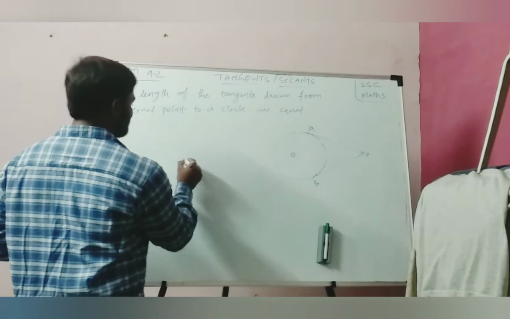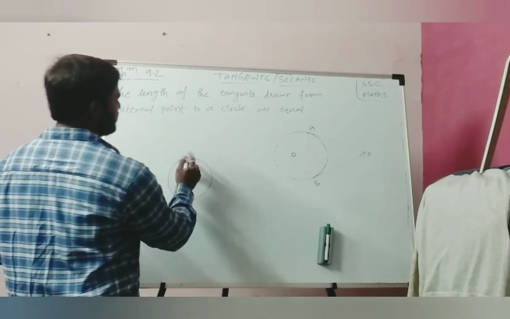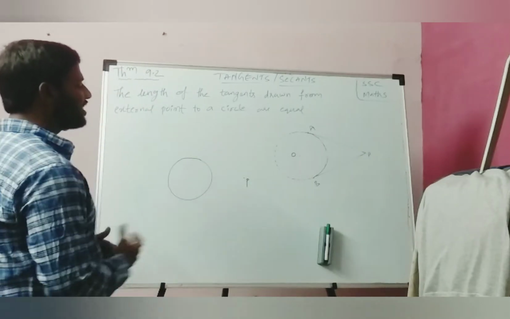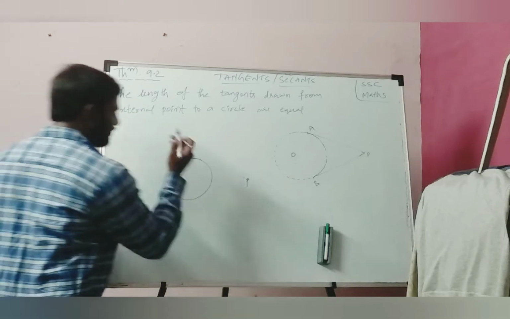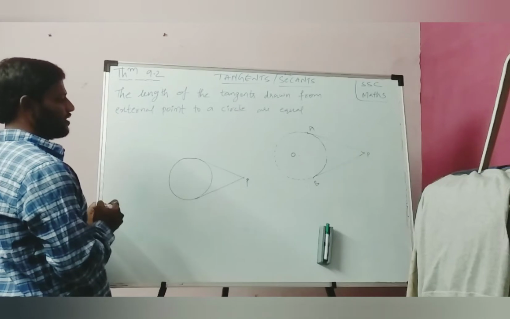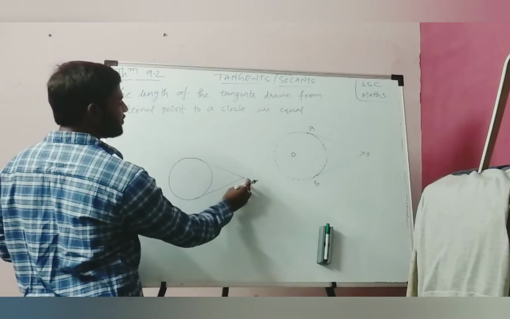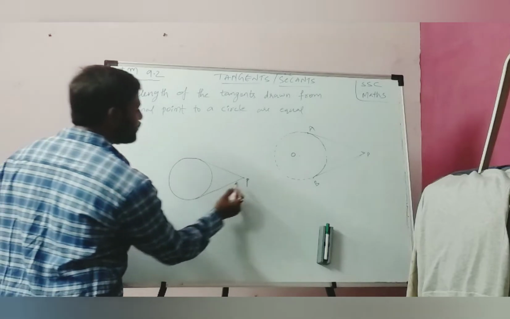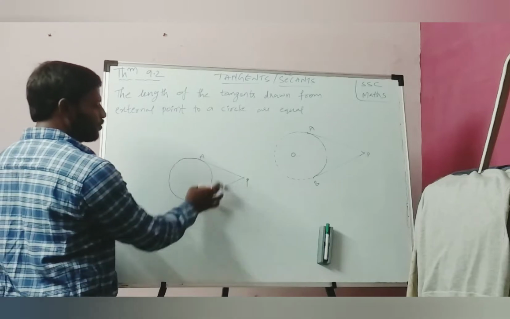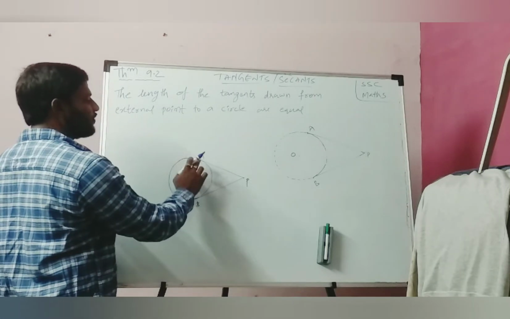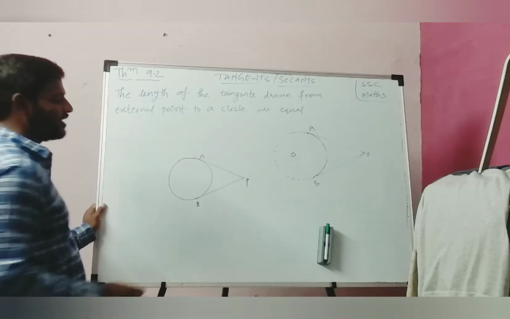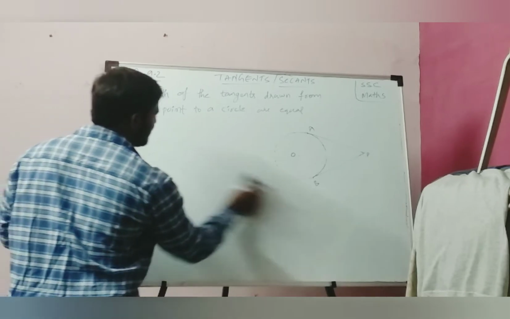We can draw infinite tangents to a circle, but if P is the external point, how many tangents can we draw from P? I told you already, we can draw only two tangents, one above the center and one below the center. Now we have to prove that tangents PA and PB are equal. These two are tangents because they touch the circle at only one point. Required to prove: PA and PB are equal in length.